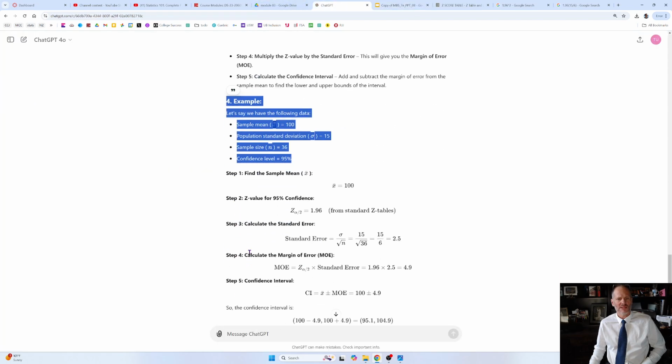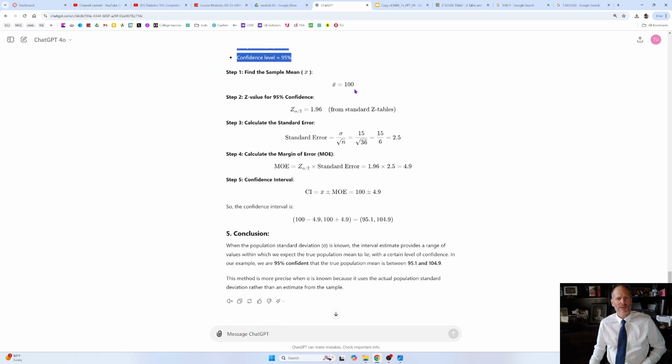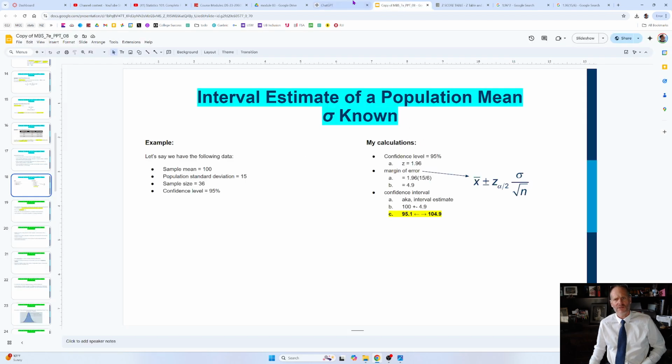Let's see what else ChatGPT says. So here, find the sample mean. X bar is equal to 100. Z value for 95% confidence is 1.96. Standard error is 2.5, and that's 15 over 6. Did we get 15 over 6? We got 15 over 6.